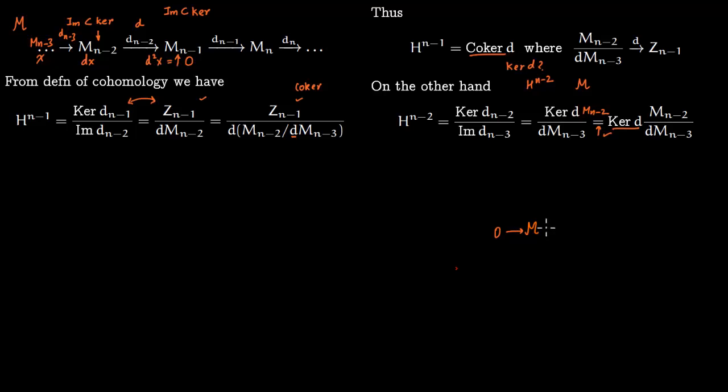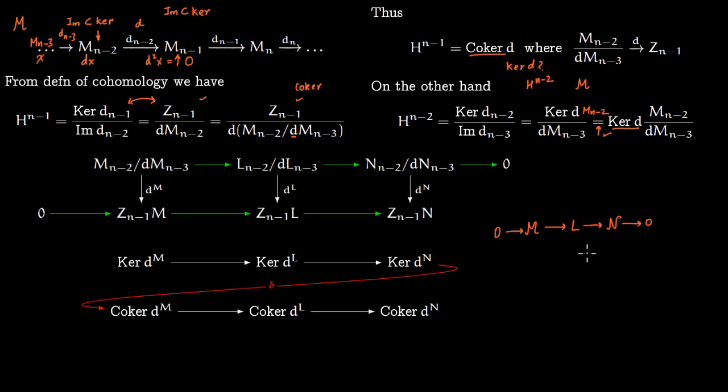So you have M, and then you have L, and then you have N and 0. This is a short exact sequence of cochain complexes, because we have a cochain complex here. We are talking about cohomology groups. So corresponding to M, we have this, which we have just shown here. Corresponding to L, we have this. Corresponding to N, we have this.